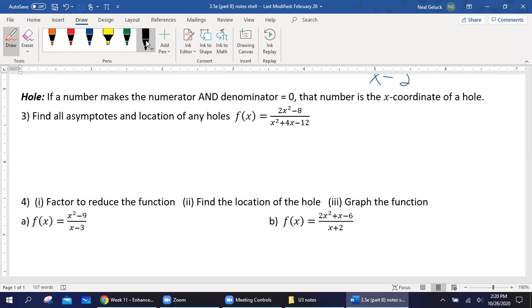I would suggest factoring this first. So the numerator, I could bring out a 2, and then I could further factor that. So this would be 2, x minus 2, x plus 2. On the denominator, if I factor that, that'd be x plus 6, x minus 2.